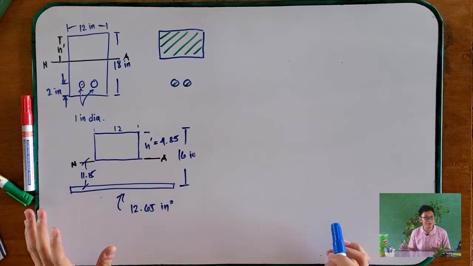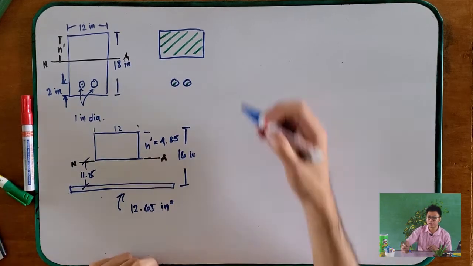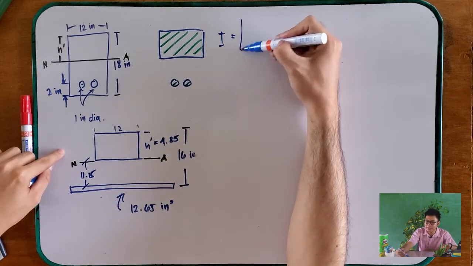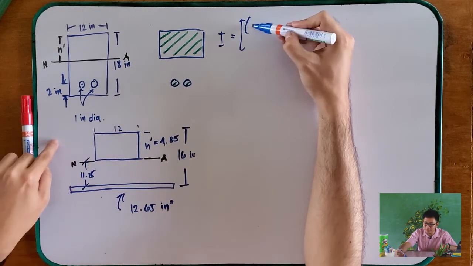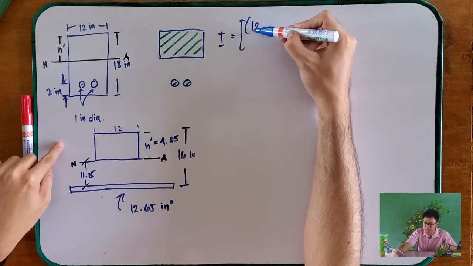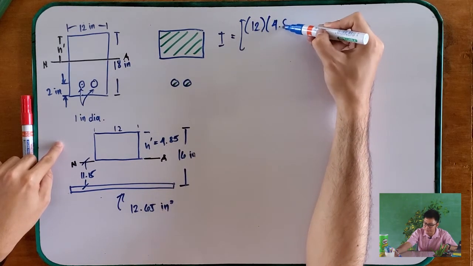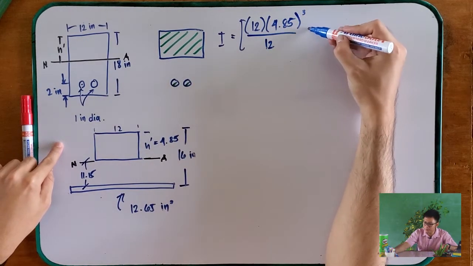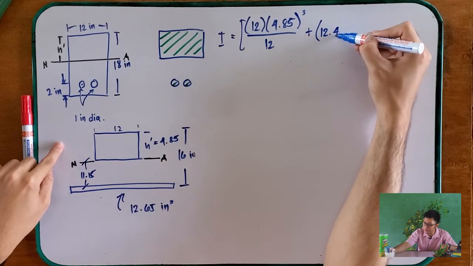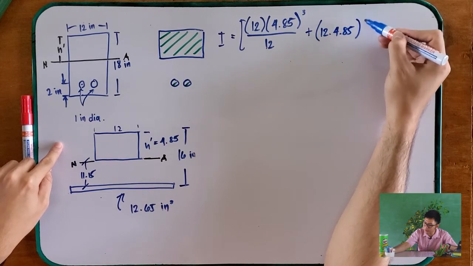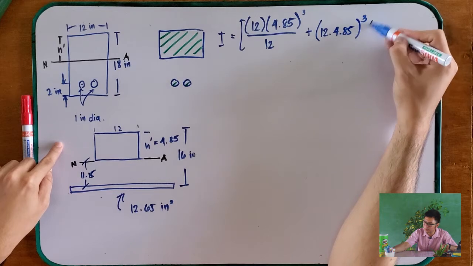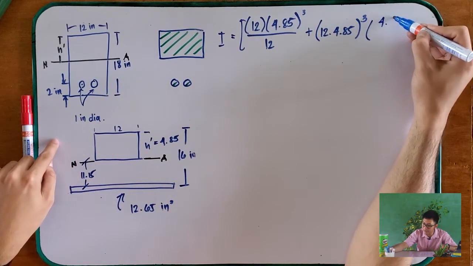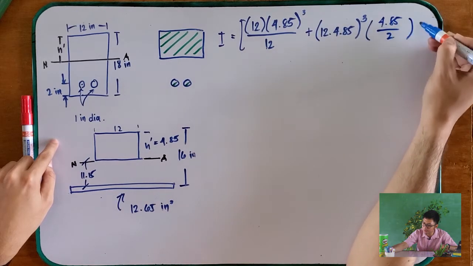We cannot use yet M C over I because we have to look for the moment of inertia. To solve for the moment of inertia at the bottom, about the neutral axis, this is b h cubed over 12, which is base of 12 times 4.85 cubed over 12, plus the area, 12 times 4.85, multiplied by the distance of 4.85 divided by 2, squared.